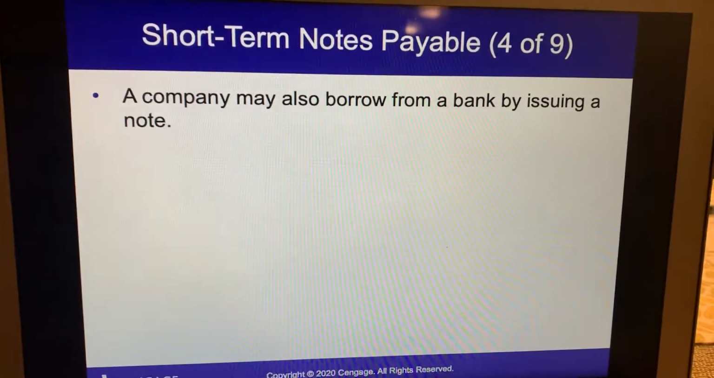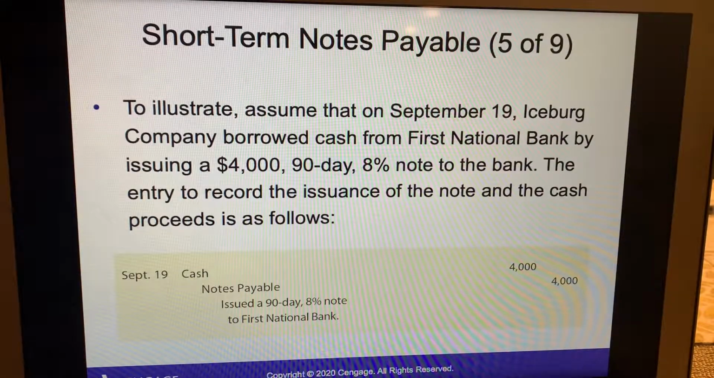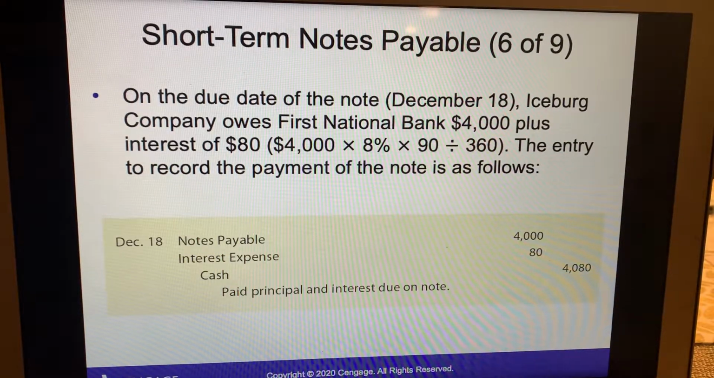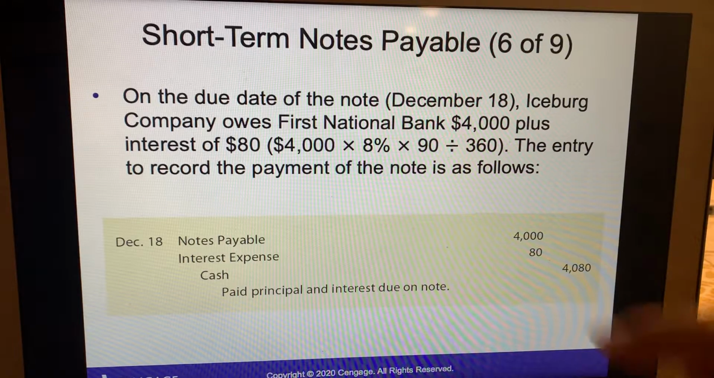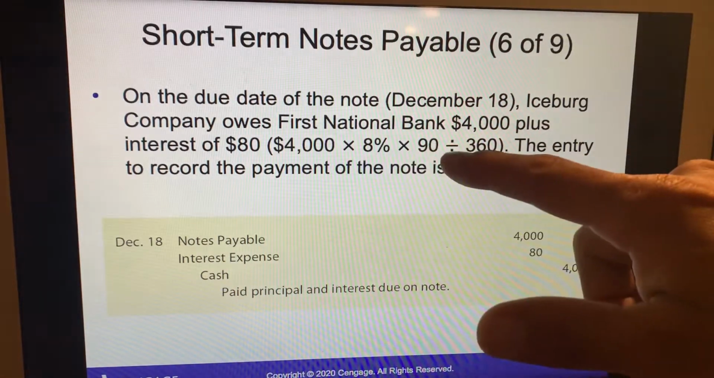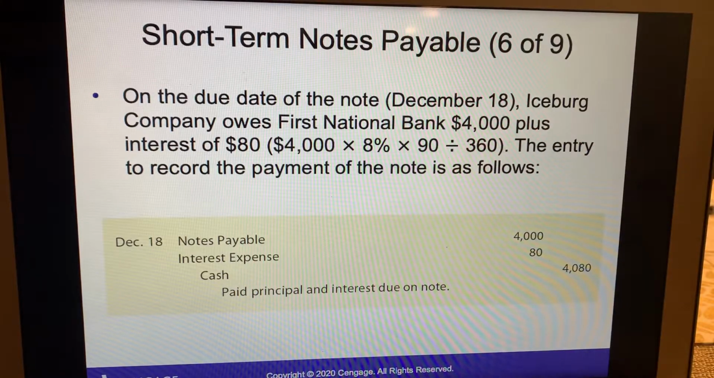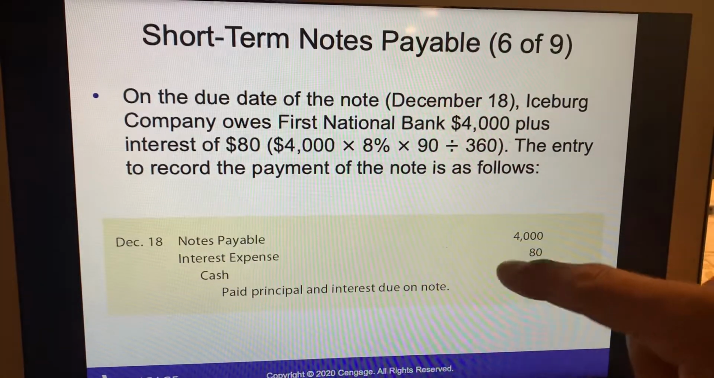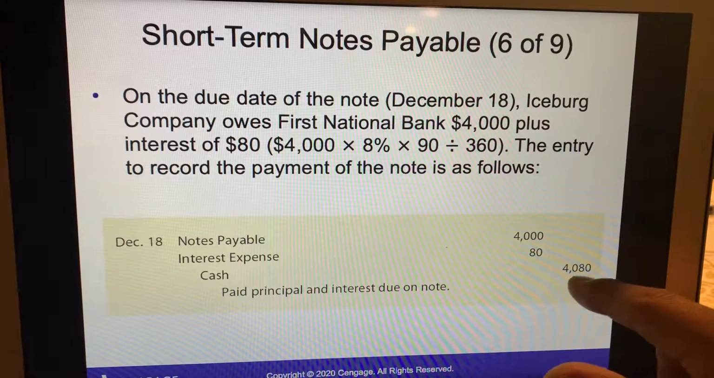So a company may also borrow from a bank by issuing a note. Here's a note issued to First National Bank: a $4,000, 90-day, 8% note. So we're going to debit cash and credit notes payable 4,000, issued a 90-day 8% note to First National Bank. On the due date, December 18th, Iceberg Company owes First National Bank 4,000 plus interest of $80. Again, 4,000 times 8% times 90 over 360. So we're doing that specific length of time. So we'll debit notes payable 4,000, interest expense 80, and credit cash 4,080.